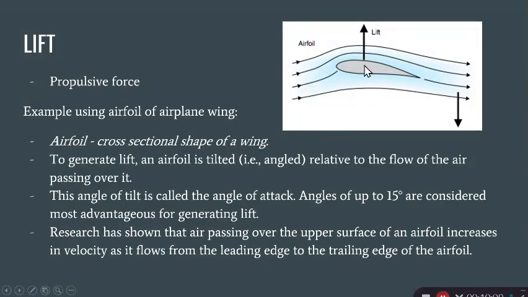In order to create lift and get an airplane off the ground, the plane's wings are going to be tilted up. Roughly up to 15 degrees is considered good for an airplane wing's angle of tilt. And because of that, this helps create lift on that plane's wing as it goes up into the air.